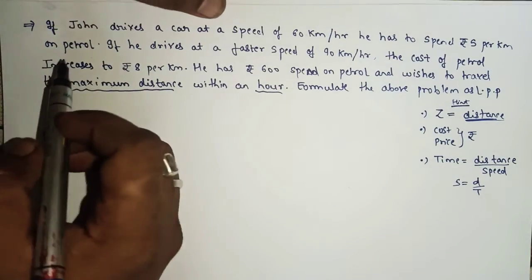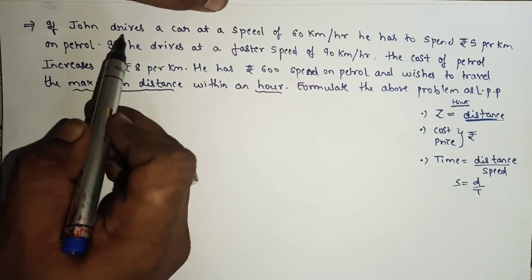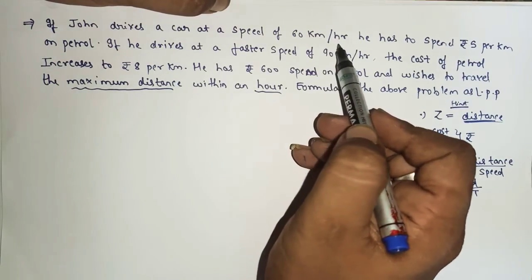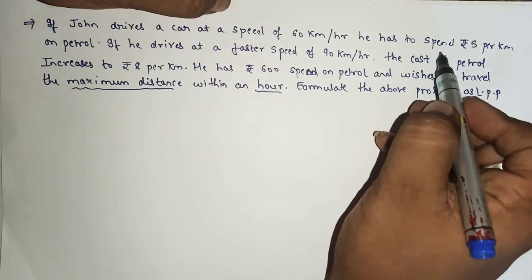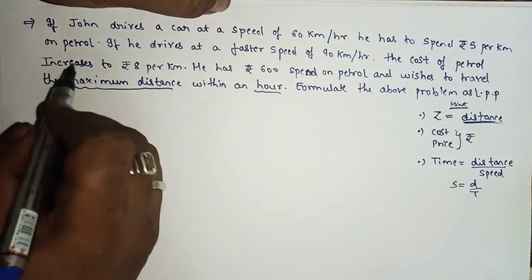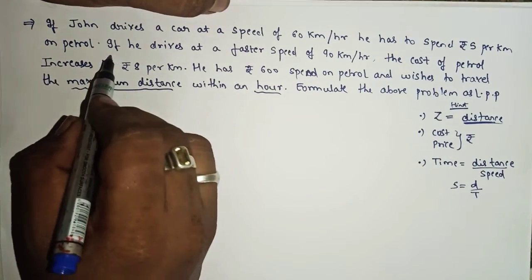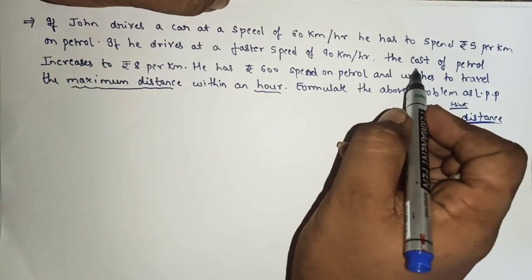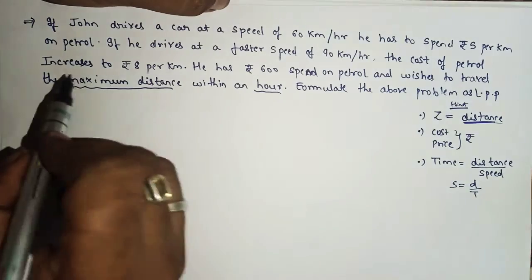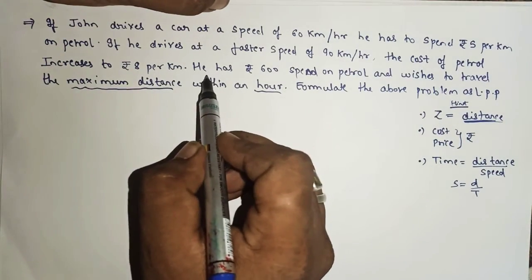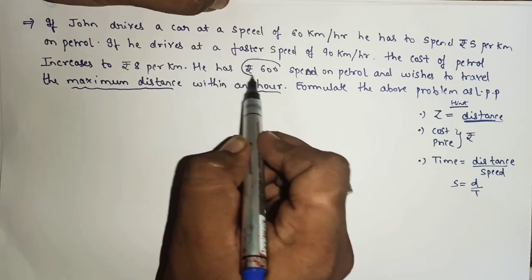Now focus here. If John drives a car at a speed of 60 km per hour, he has to spend rupees 5 per kilometer on petrol. If he drives at a faster speed of 90 km per hour, then the cost of petrol increases to 8 rupees per kilometer. Now how many rupees in total do we spend on petrol?